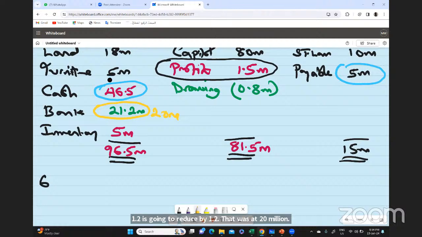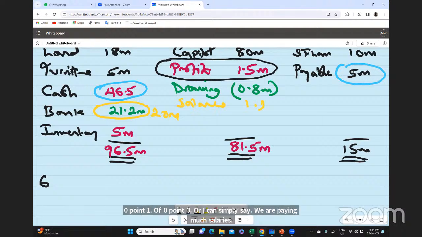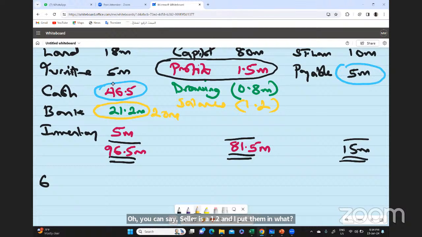And then we are saying that you can either reduce the profit. So if I'm to reduce profit, then I will have a new figure of profit of 0.3. Or I can simply say salaries of 1.2 and I put them in brackets. I think that is also not so hard, is it?